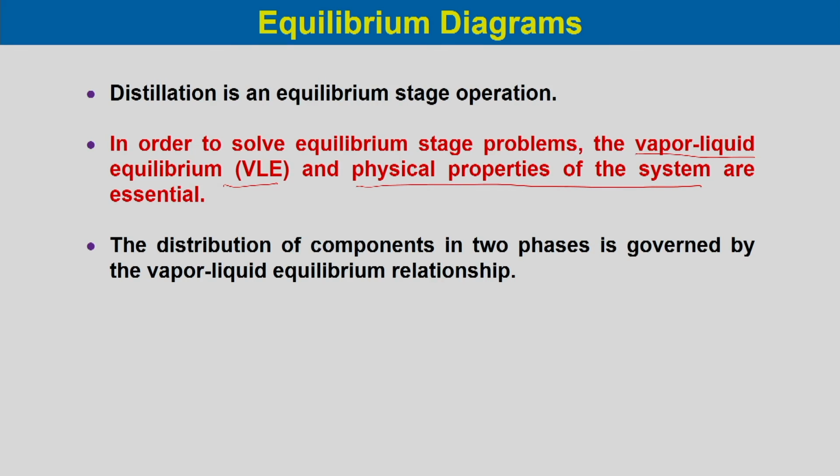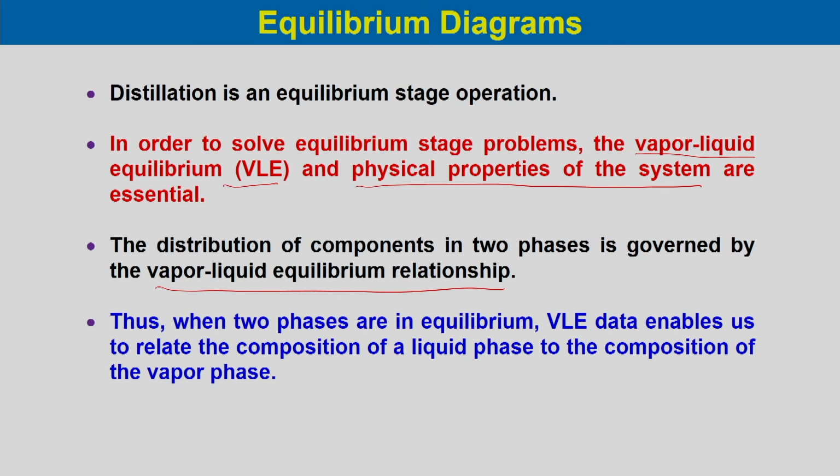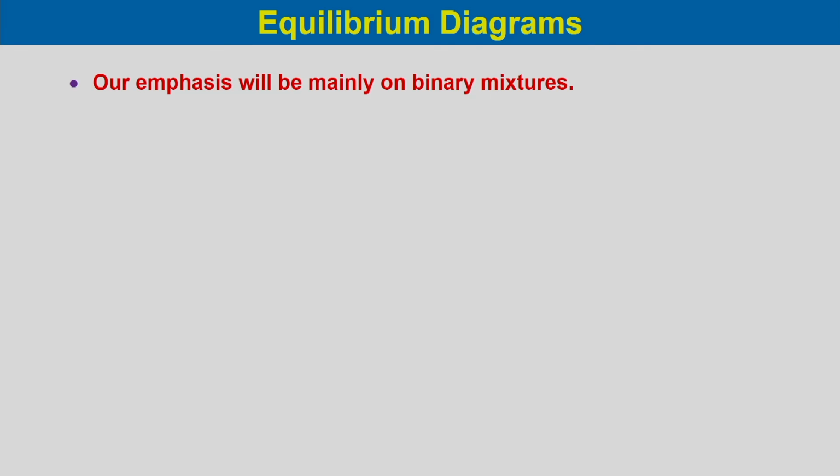The distribution of the component in two phases is governed by the vapor liquid equilibrium relationship, and thus when two phases are in equilibrium, vapor liquid equilibria data enables us to relate the composition of the liquid phase to the composition of the vapor phase. So, if we have a relation between the vapor phase and liquid phase and there is equilibrium, then we can obtain the liquid phase composition from the composition in the vapor phase. Our emphasis will be mainly on binary mixtures here.